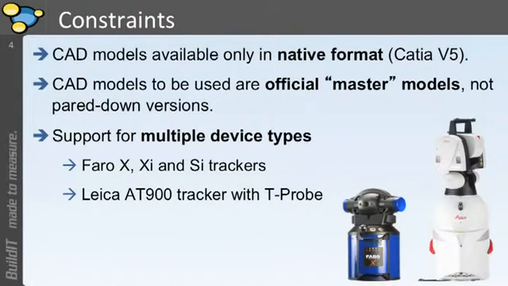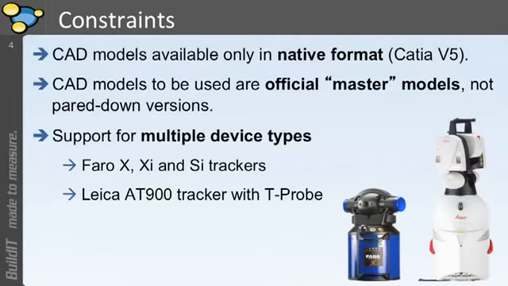Now, some of the constraints that we had in trying to implement a solution were that, since we needed to analyze against the reference surfaces of the aircraft and not just provide XYZ coordinates, we needed to be able to bring into the solution the actual CAD model of the sections under inspection. And these CAD models were available only in the native format, in this case, CATIA 5 models. And we had to use the actual official master models and not any pared-down versions so that we would be able to seamlessly bring in updated versions of the models without incurring extra work on Airbus's side.